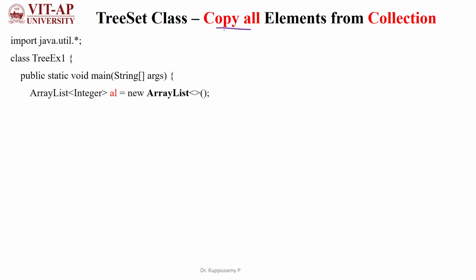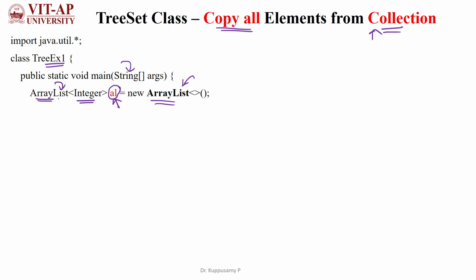Here we will see an example to copy all the elements from collections, any one of the collections. So here I am using the class name treeEX1 and the main method. Then here I am using the ArrayList as one of the collections, from Java collections. Then for this ArrayList I am going to instantiate the variable AL, which is going to carry the integer elements to implement the List interface, right?